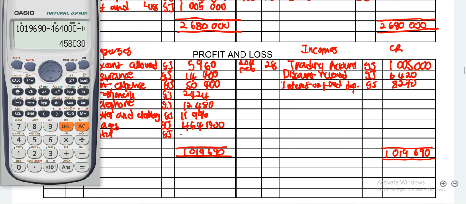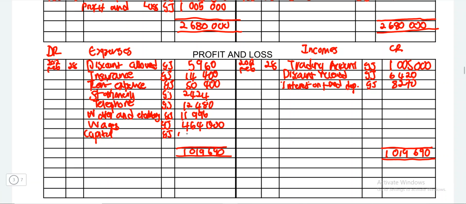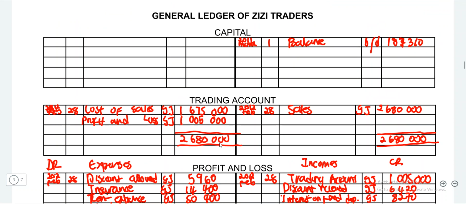So this 458,080 will come here. Do you see now how this is important? So now if you look at this, our profit and loss has been debited by capitals, which means capital will be credited by profit and loss.